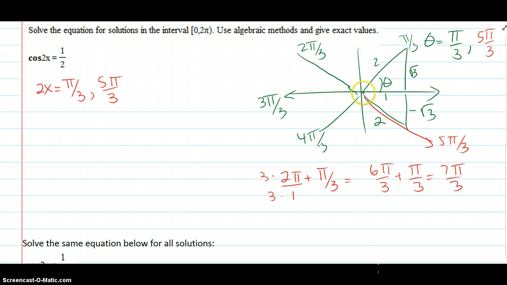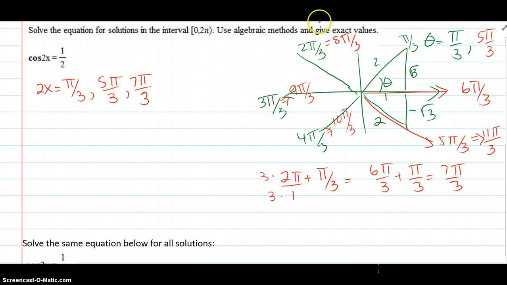Or you could logically have thought about it again. This is 6 pi over 3, so the next one is 7 pi over 3. And if I keep on going with that logic, 8 pi over 3, 9 pi over 3, 10 pi over 3, and 11 pi over 3 would be the same, not the same angle, so we won't say those are exactly the same fractions, but they are the same reference angle. So that would be 11 pi over 3.